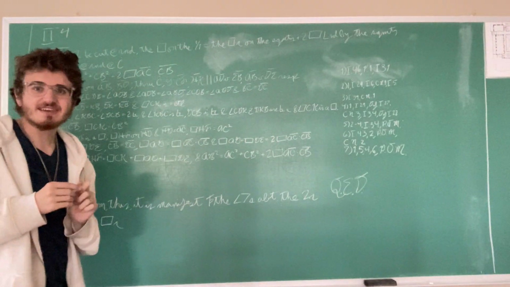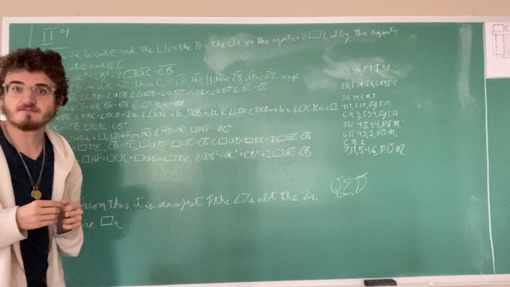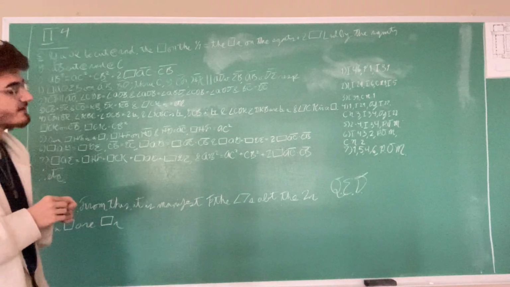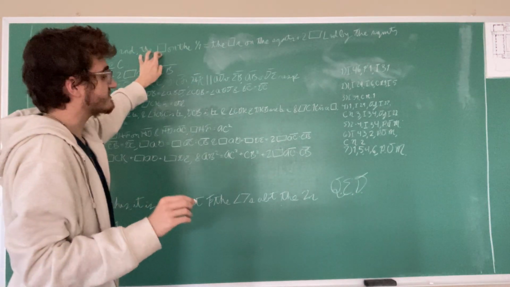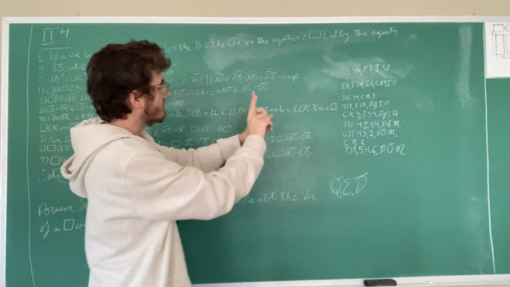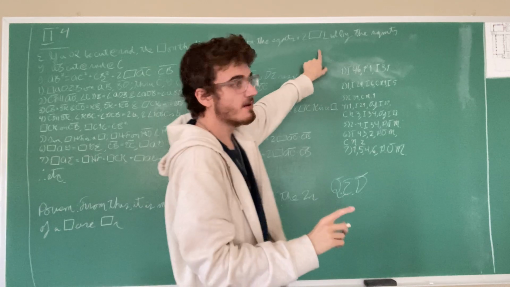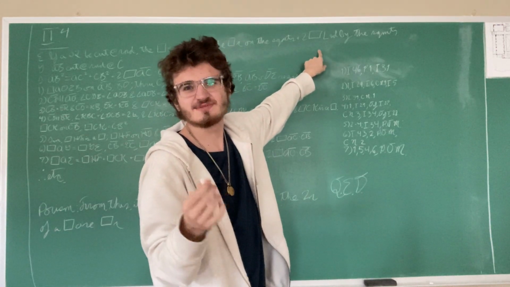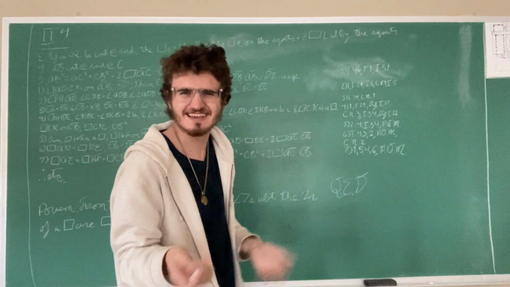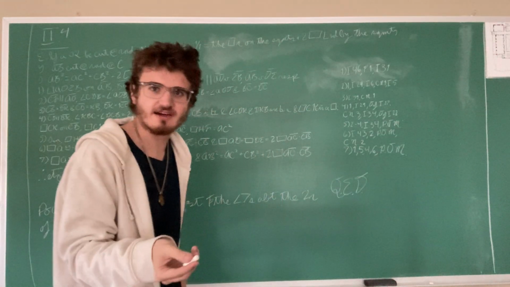Hello. This will be a demonstration of Proposition 4 from Book 2 of Euclid's Elements, which states that if a straight line be cut at random, the square on the whole will equal the squares on the segments plus twice the rectangle contained by the segments. Again, as with all Book 2 enunciations, far from obvious without an example.